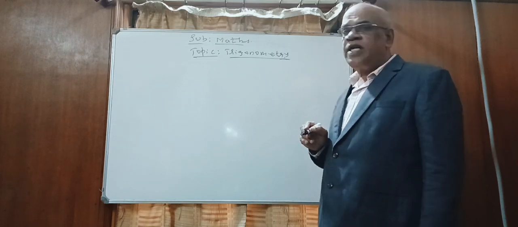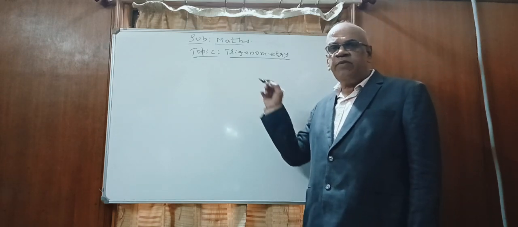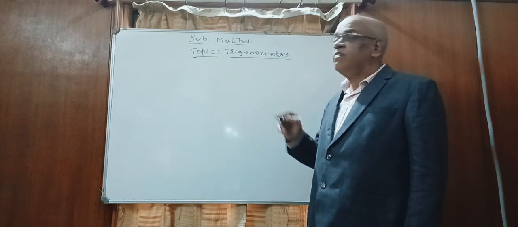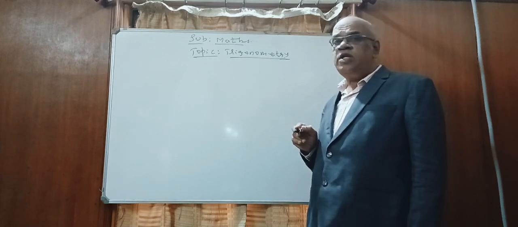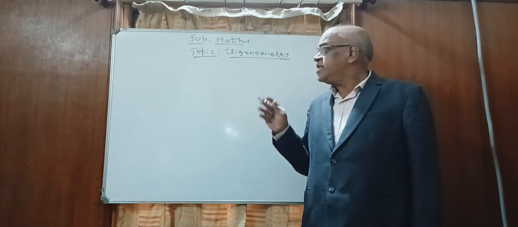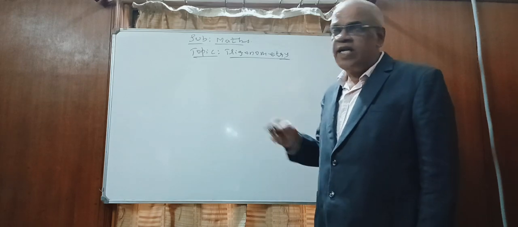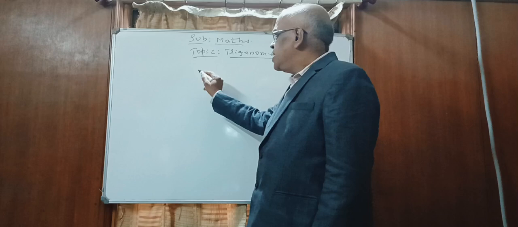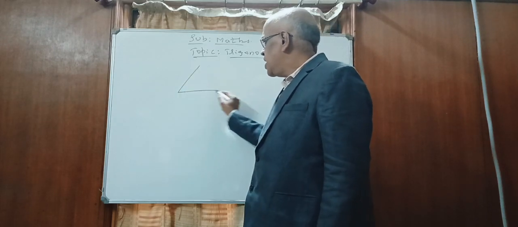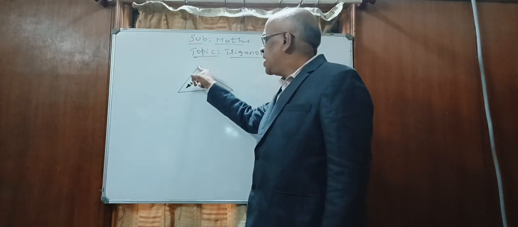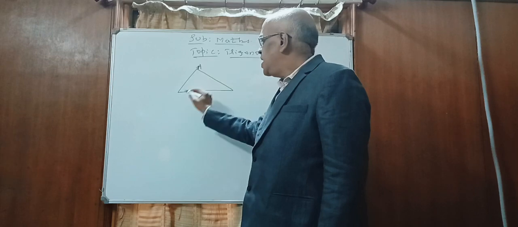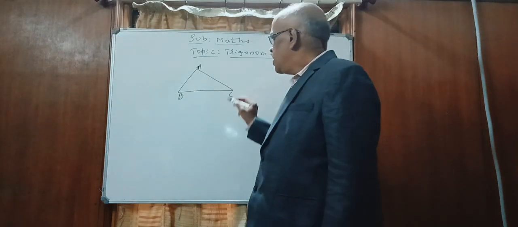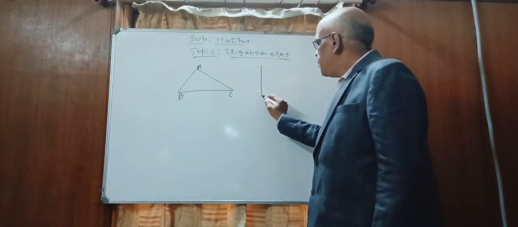Now the first question arises in your mind. What is trigonometry? Trigonometry is the branch of mathematics where we study the relationship between sides and angles of a triangle. The moment I say triangle, you already studied it in your lower class. Just recapitulate about triangles. What is this? Triangle. What is the name of the triangle? ABC.